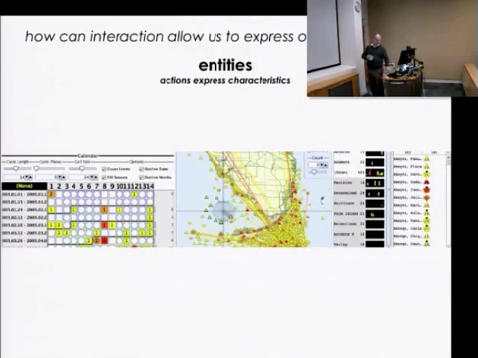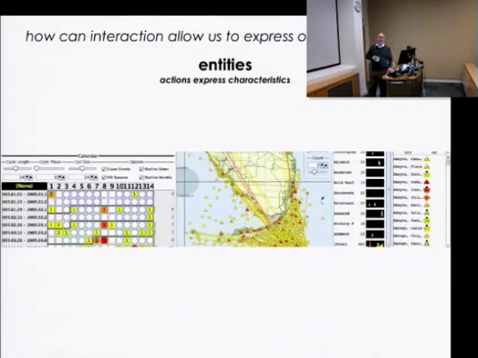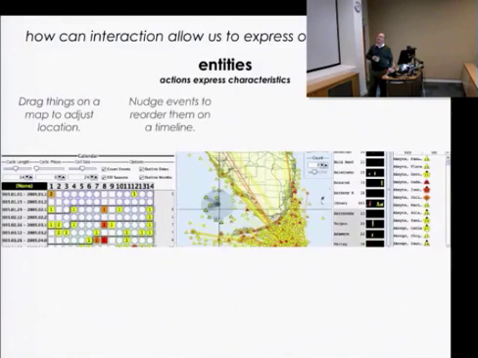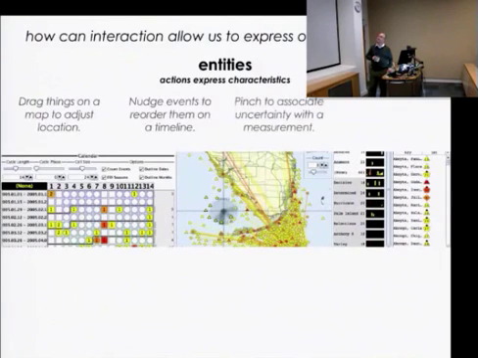Here's the bigger question. Just a couple more slides here. How can we express our ideas as data? So we want to be able to express entities, to say there are things in this space. We want to be able to add and remove and to characterize them by giving them characteristics through interaction. So we drag things on a map to adjust their location. On a timeline, we might nudge them to reorder them or to assign times to them, to say, no, this thing that I'm reading about, I'm a scholar, I think it actually happened at this time. Right? You change that point in the data.